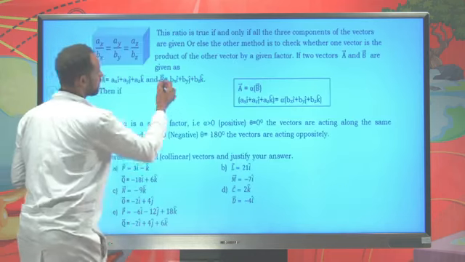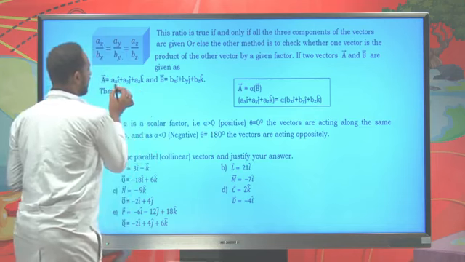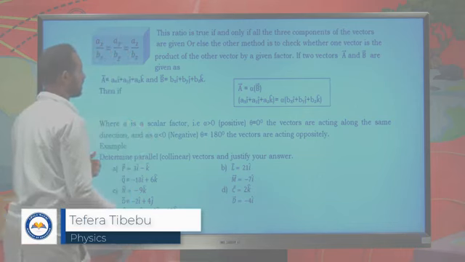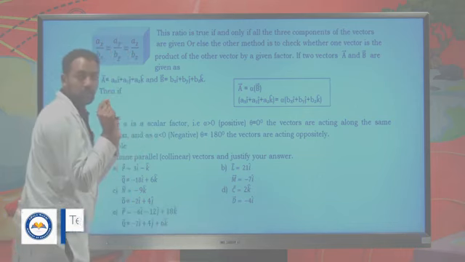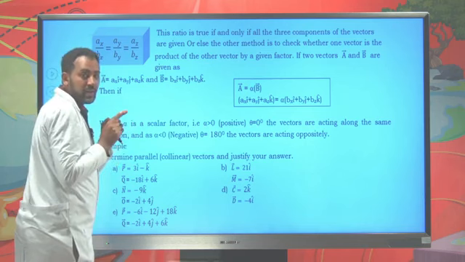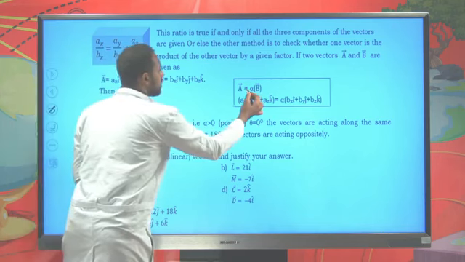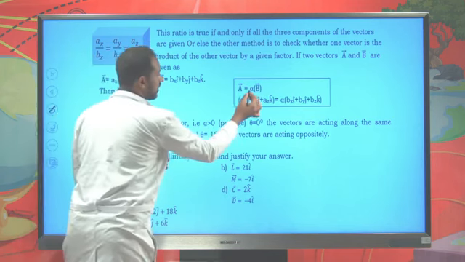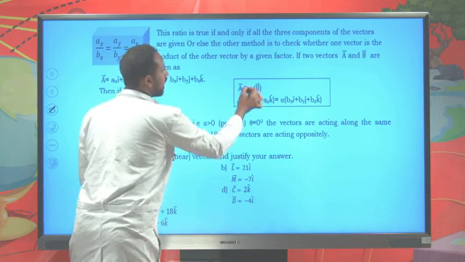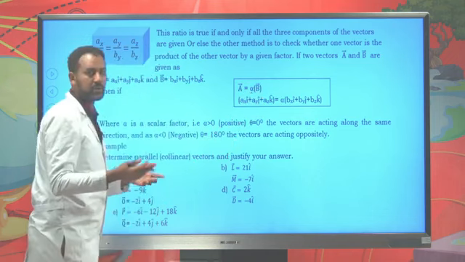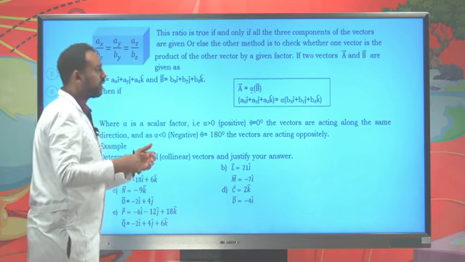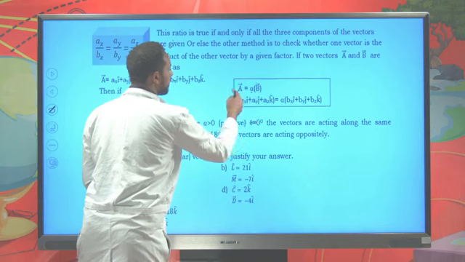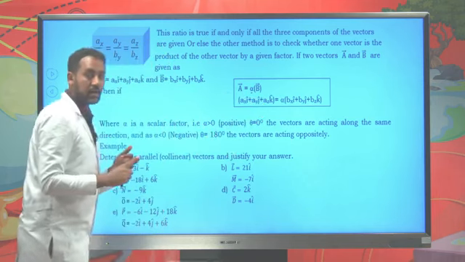Let's take here, suppose you have two vectors: a is ax in the i, ay in the j, az in the k, and b is also given like this. If these two vectors are collinear, or if they are parallel to each other, then one vector is a scalar multiple of the other vector. It's possible to say that vector A is alpha times B, where alpha is a pure number. It might be 1/2, or twice that of vector B, and so on. If this is possible, then the two vectors are parallel.